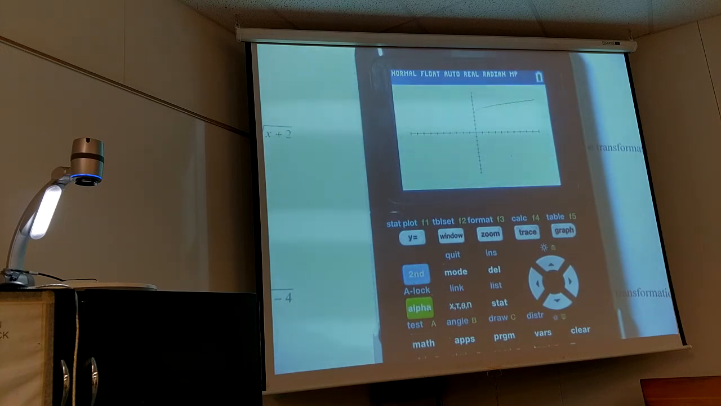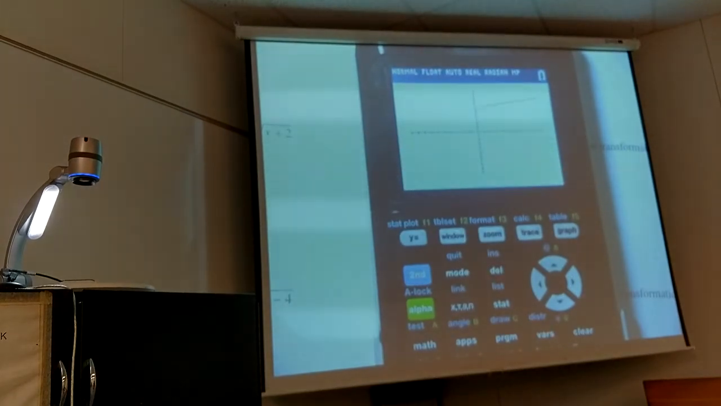Describe the transformation. Don't worry about it. Good. Make sure that it turns on and there's good battery.